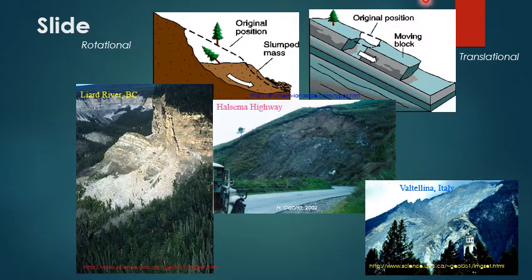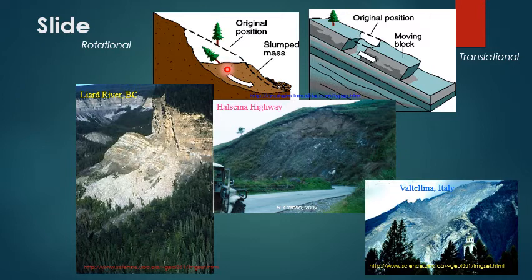Slide occurs when there is a distinct zone of weakness that separates the slide material from the more stable underlying material. In rotational landslides, the surface of rupture is curved concavely upward, and the slide movement is roughly rotational about an axis that is parallel to the ground.